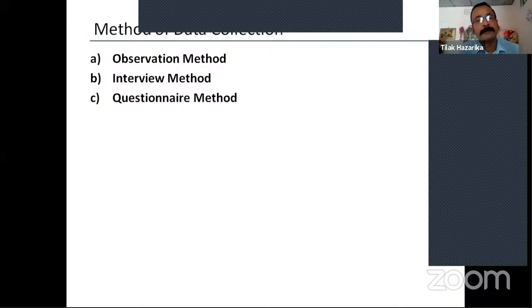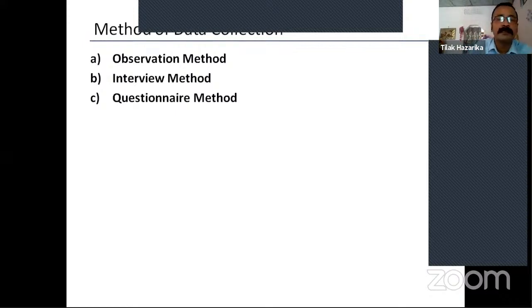Based on certain observation, we may collect the data. Say for example, the type of crops grown in a particular crop field. We may collect the data based on observation. There is no need of any kind of feedback to be received from the respondents. This is the observation method. We have collected the data based on the researcher's observation skill, which he or she has carried out.